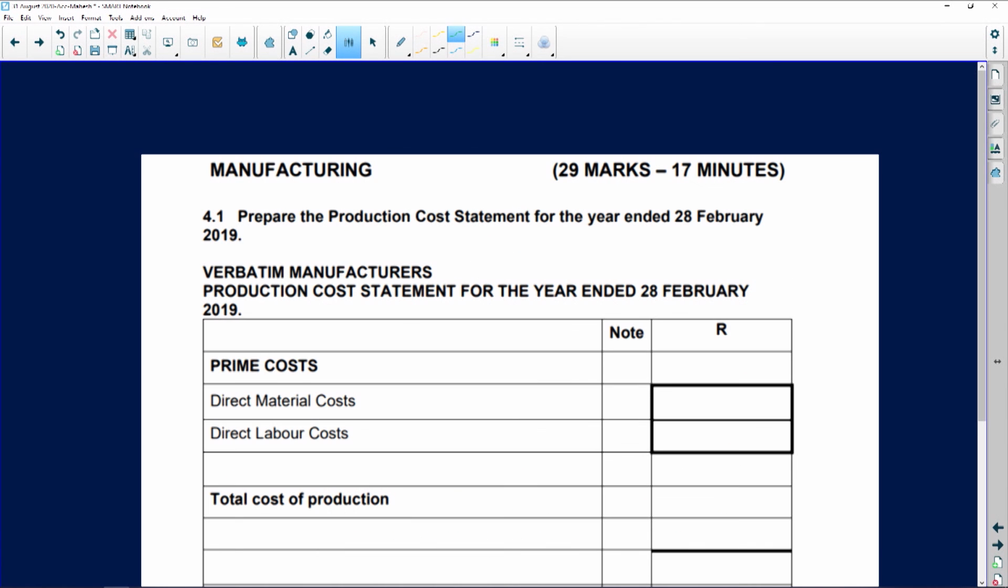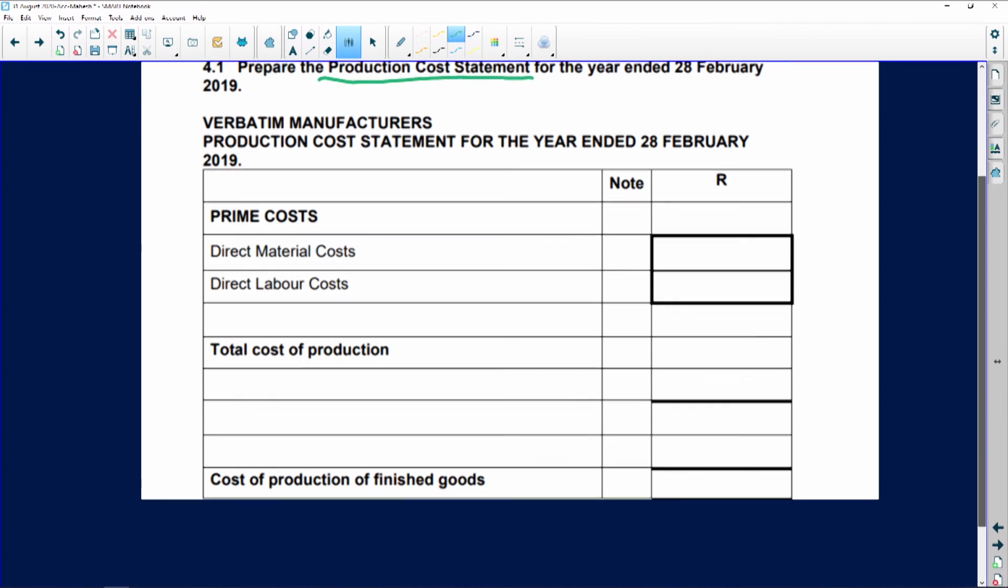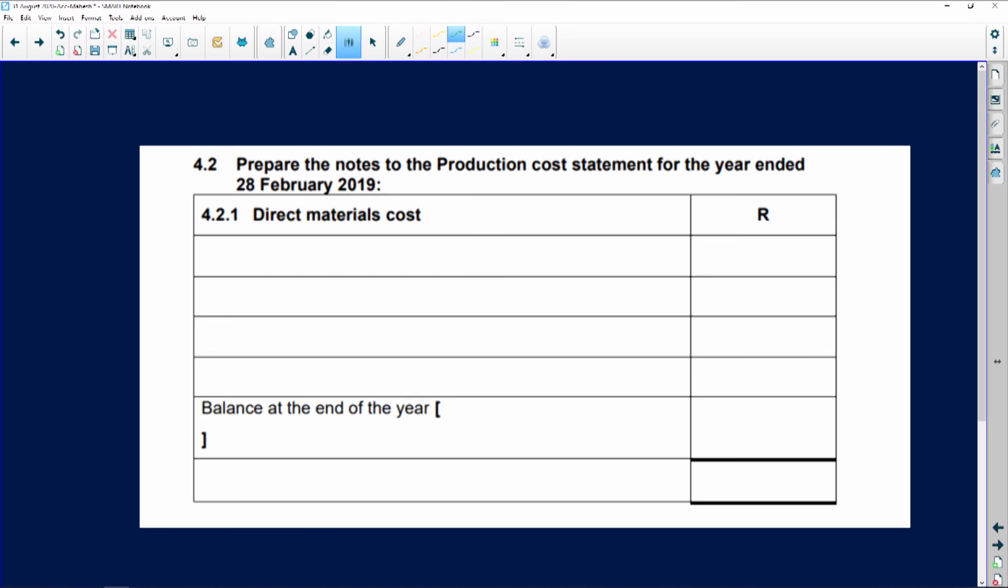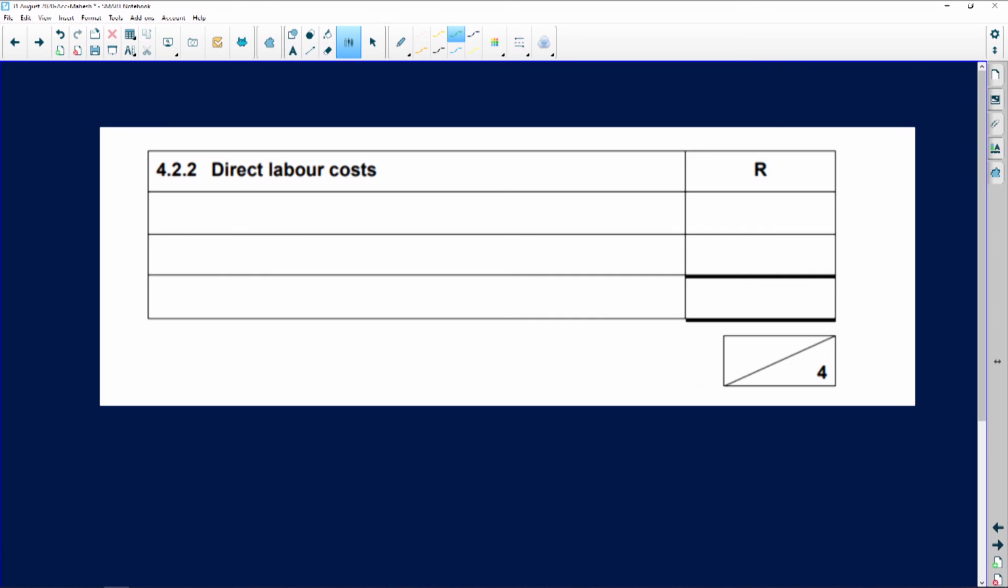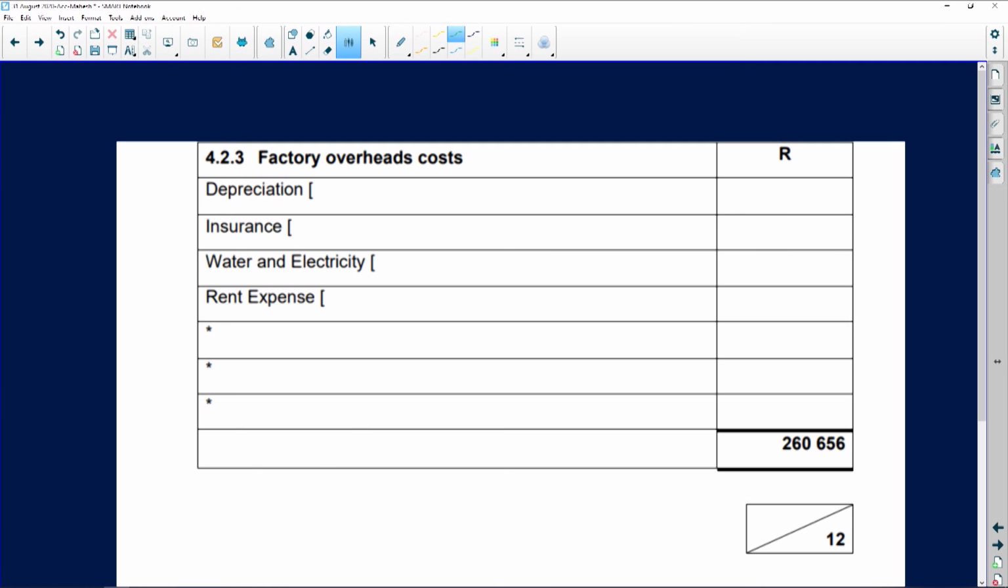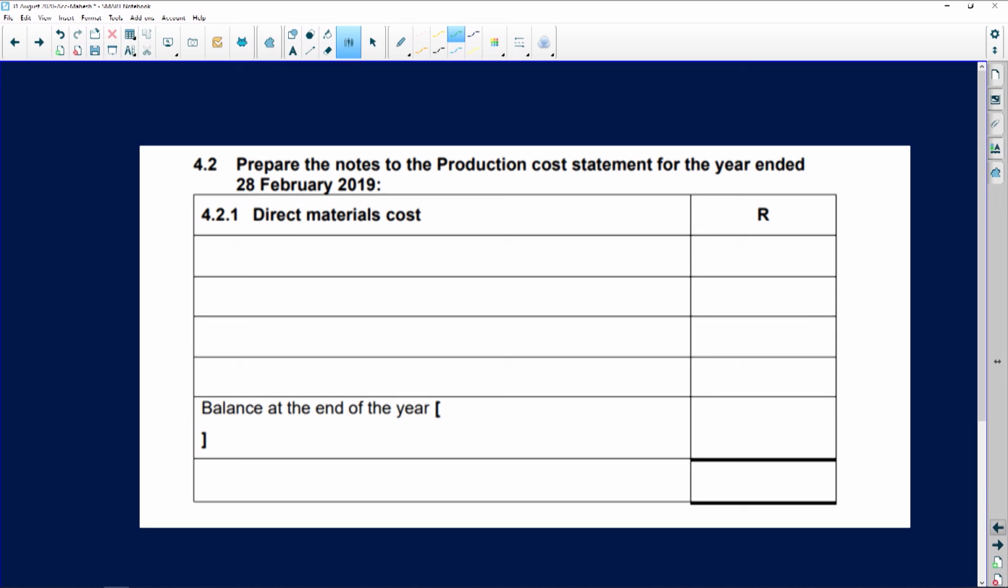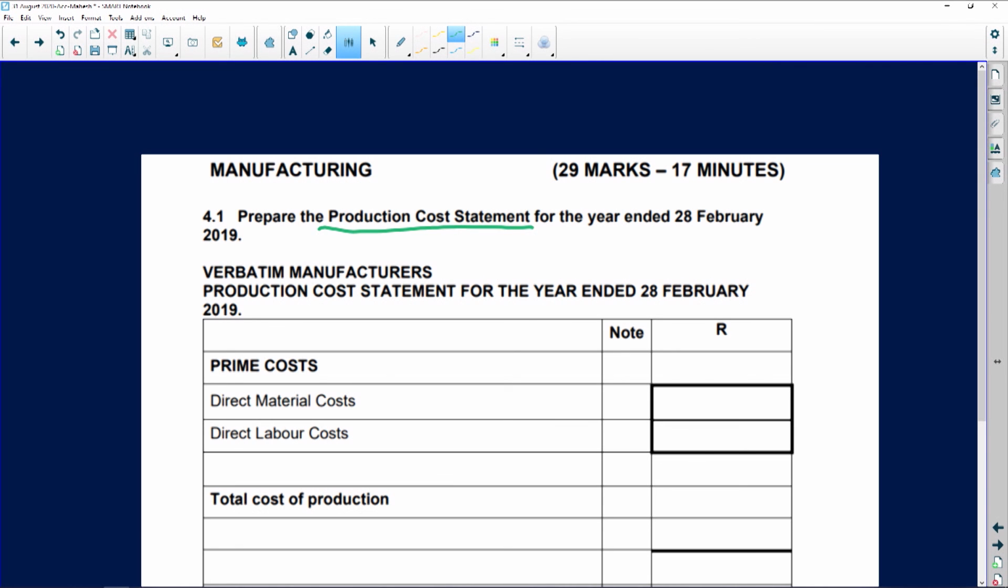So as I mentioned earlier, we're going to look at the production cost statement. And while doing the production cost statement, we are also going to complete the direct material cost note, right? Then we've got a note for direct labor cost, where we're going to show our calculations. And then finally, factory overhead cost. We're going to also show this in note form. Right, so let's begin. Okay, so we're going to start off with our direct material costs.